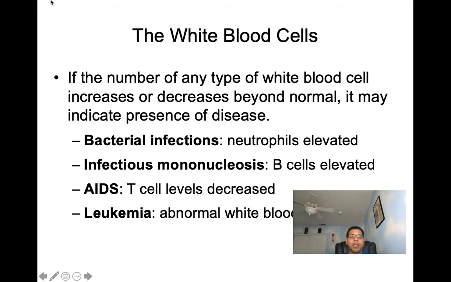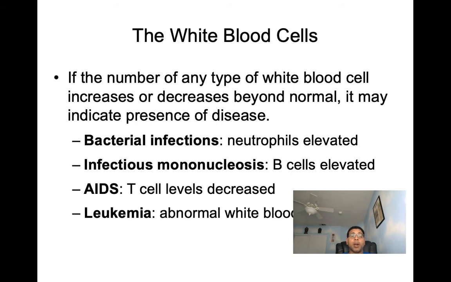And we talked about our white blood cells. We talked about bacterial infections, where neutrophils are going to be elevated. Infectious mono, B cells are elevated. We talked about AIDS, where our T cells are decreased. In leukemia, we have abnormal white blood cells.